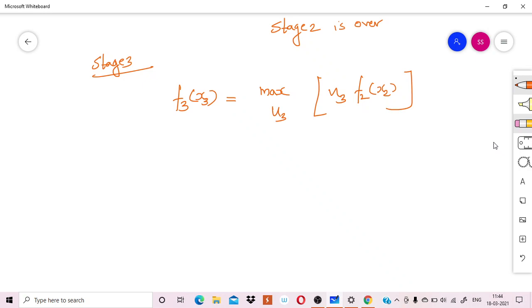So it will become like this: f max equal to maximize with respect to u3. The function is u3 into f2 x2. You have to substitute the optimum value. In the previous case we got it as x2 square by 4. So you have to substitute x2 square by 4 here.